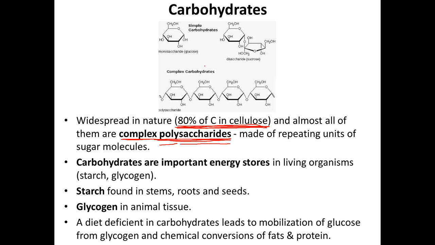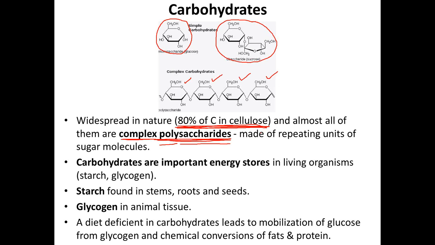And if we look at this diagram up here, you can see the simple carbohydrates, which are simple sugar molecules like glucose here. So this is a very simple sugar. And you add another one to it to get sucrose, but still quite simple. But the vast majority of carbohydrates are complex carbohydrates with a number of different repeating sugar units.